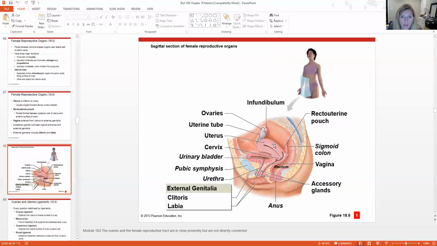Notice that thick muscular wall of the uterus. The cervix is the opening of the uterus into the vagina. The vagina then opens into the vestibule area, or the external genitalia, where the labia guard the entrance. You see the urinary bladder here getting squished, and the urethra. So there are 3 separate holes at the end of a female. Some students don't realize that, but you should know that.